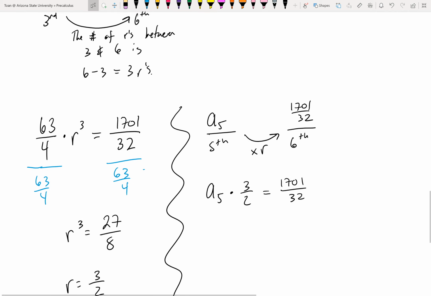Therefore, to solve for a sub 5, you multiply both sides by the reciprocal of 3/2, which is 2/3. If you multiply both sides by the reciprocal, you're going to get, let's see, 32 divided by 2, so that's 16 on the bottom, and 1701 divided by 3 is what? That's 5, carry the 2, so that's going to be 567. There we go.